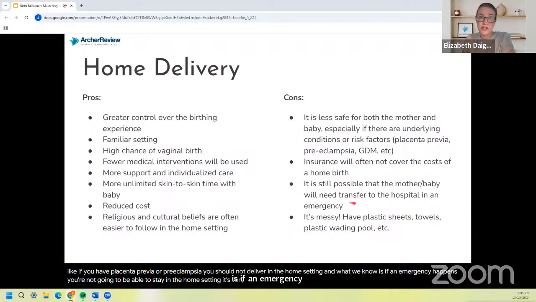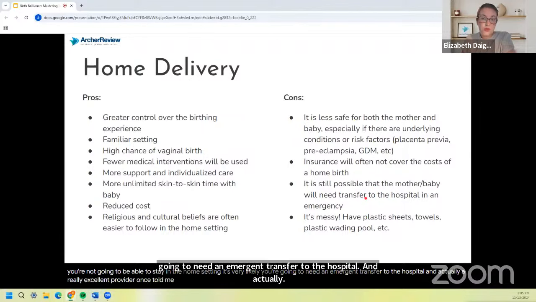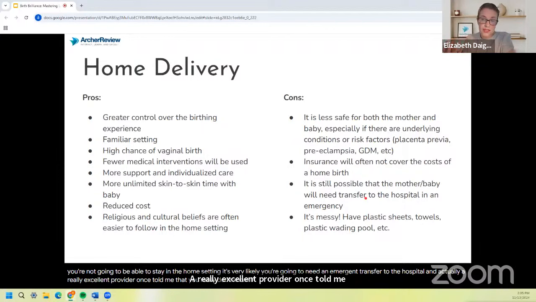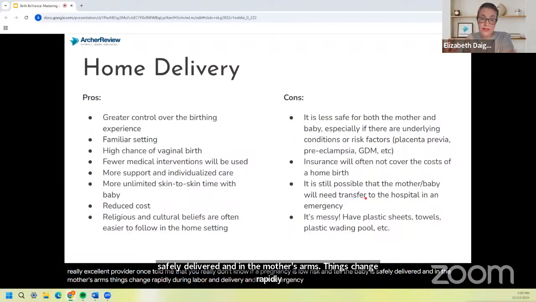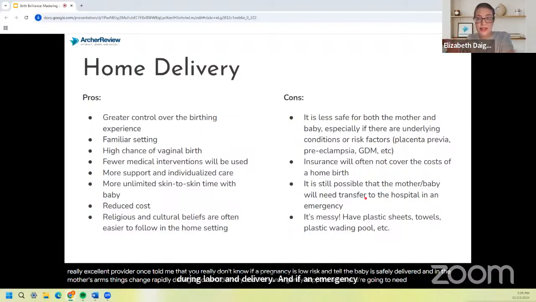It's very likely you're going to need an emergent transfer to the hospital. And actually, a really excellent provider once told me that you really don't know if a pregnancy is low risk until the baby is safely delivered and in the mother's arms. Things change rapidly during labor and delivery. And if an emergency happens, again, you're going to need to race to the hospital. And by the time you get there, someone might not be savable. So it's something to really consider.